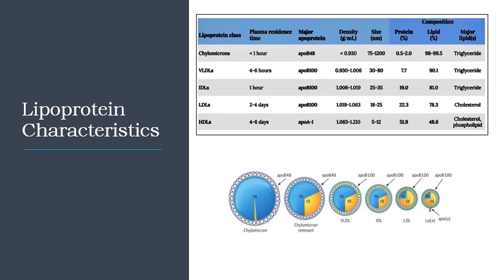Another characteristic of lipoproteins I'd like to point out is the plasma residence time. Basically what this means is, once the lipoprotein has been produced, how long does it float around in our bloodstream doing its job? This also varies between the lipoprotein classifications. Take a look at the table.